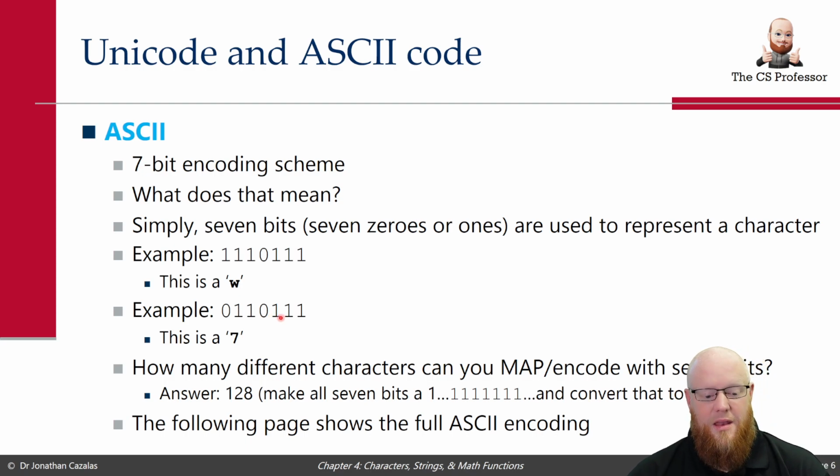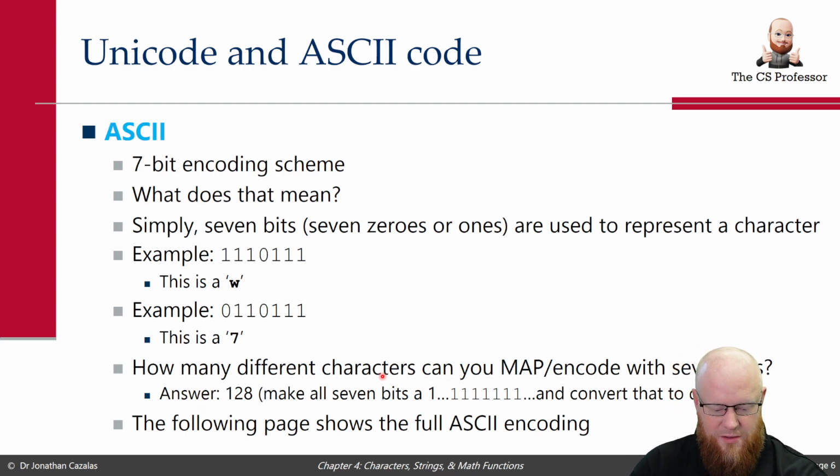011011, believe it or not, that is the number 7. And notice that each one of these is a 7-bit encoding. There's 7 bits being used. Remember, a bit is either a 0 or a 1. There's 7 bits being used to encode this 7. How many different characters can you encode with 7 bits?